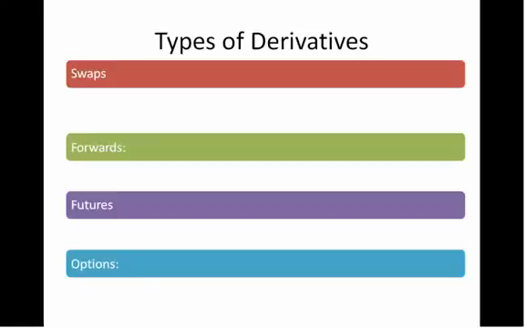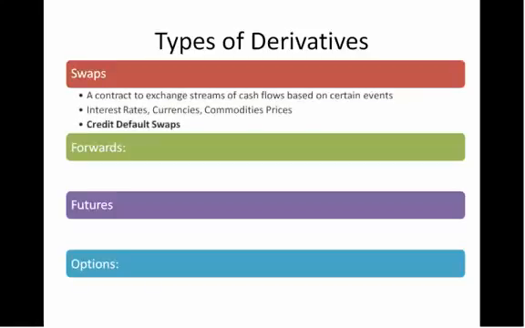A swap is basically a contract to exchange streams of cash flows based on certain events occurring. So for example, if interest rates change, or the value of currency changes, or commodities prices fluctuate, then a swap, a predetermined contract, will mandate that streams of cash flows are exchanged based on these events happening.